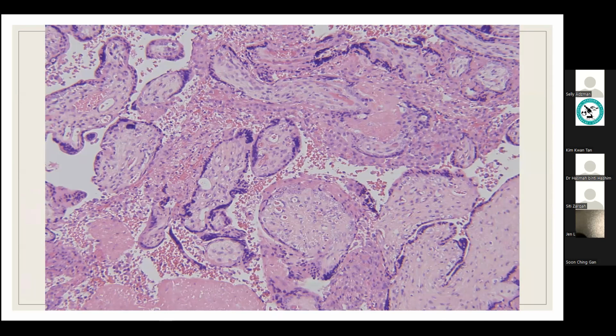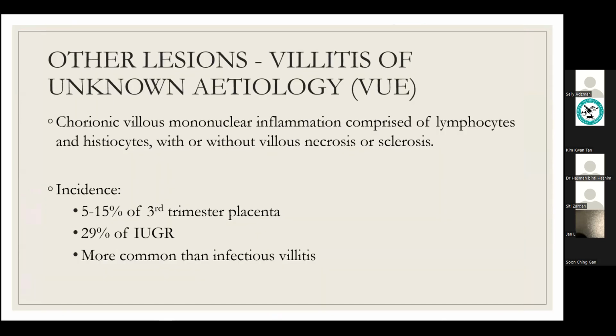Okay. The other lesion we need to know is villitis of unknown etiology. Morphologically, it will present like chronic villitis, meaning the villi are infiltrated by lymphocytes. Usually this is a diagnosis by exclusion. So we usually say please exclude TORCHES. The basic first step is TORCHES. So if there's no TORCHES, everything else.